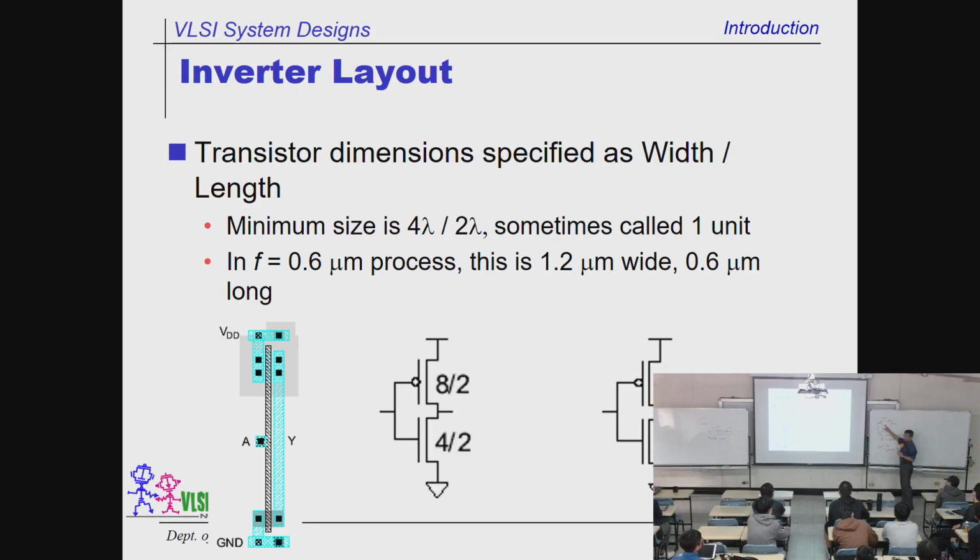What is the carrier for the signal on the top? For the PMOS device, you use the holes, right? These are your electron holes. And for the NMOS device, you use the electrons.